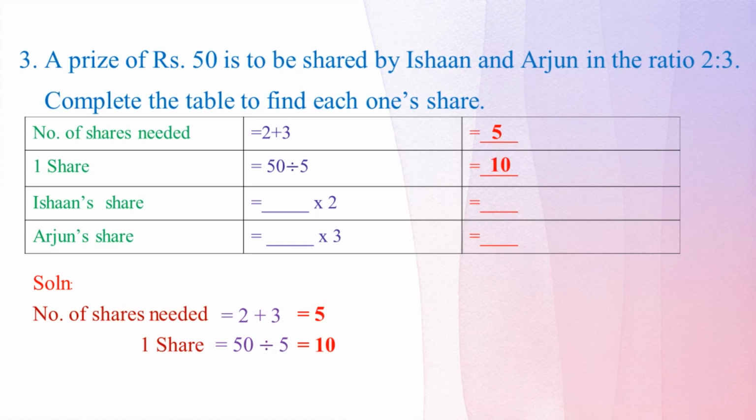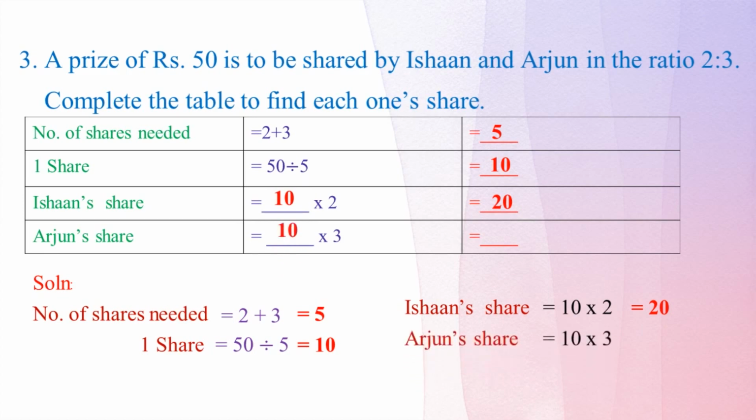Now we find Ishan's share. Ishan has 2 shares, so multiply 2 into 10 and we get 20. Now we want to find Arjun's share. That is 3 shares, so 3 multiplied with 10 gives 30.